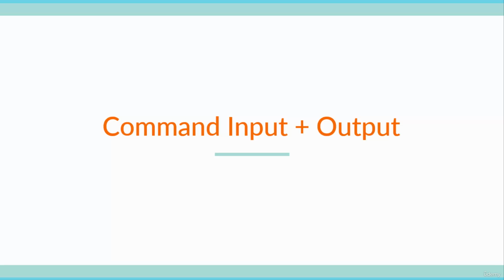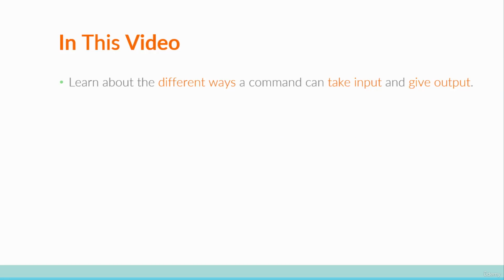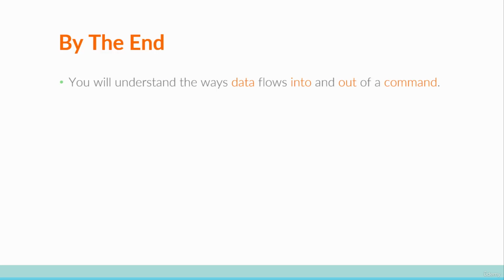But in order to chain the commands together and create these powerful workflows, these pipelines, we need to understand a bit better how Linux commands actually take input and give output so that we can link the outputs and inputs together. So in this video, you're going to learn about the different ways that a command can take input and give output. And by the end, you'll understand the different ways that data can flow into and out of a command, and you'll be ready to connect these data flows together to build powerful Linux pipelines.